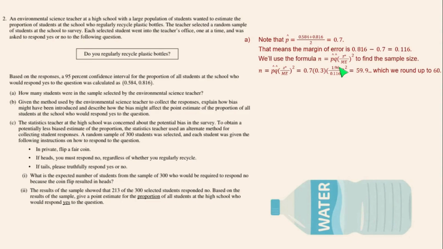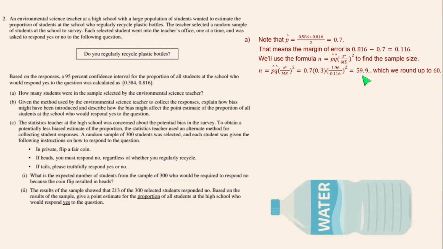Where'd the 1.96 come from? That is the z star value for a 95% confidence interval. And we need a z star value because we're finding a confidence interval for a proportion. So we use the z model. 0.116 is the margin of error that we found before. Plug and chug, we get 59.9.